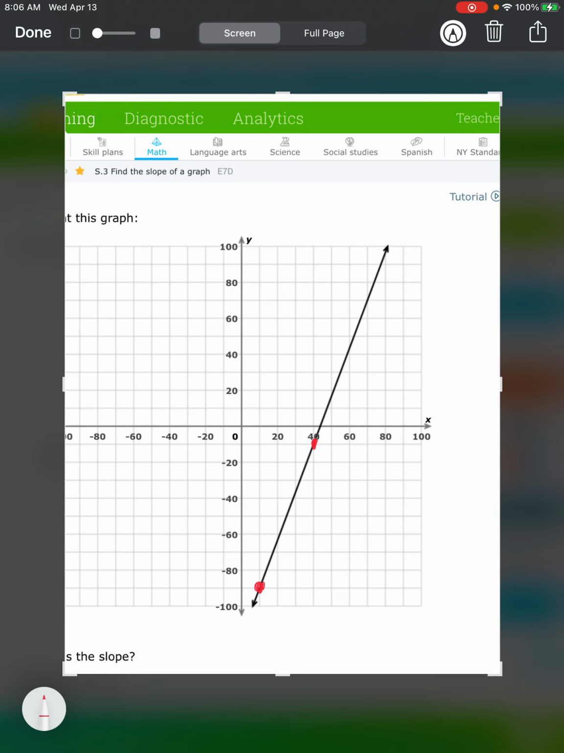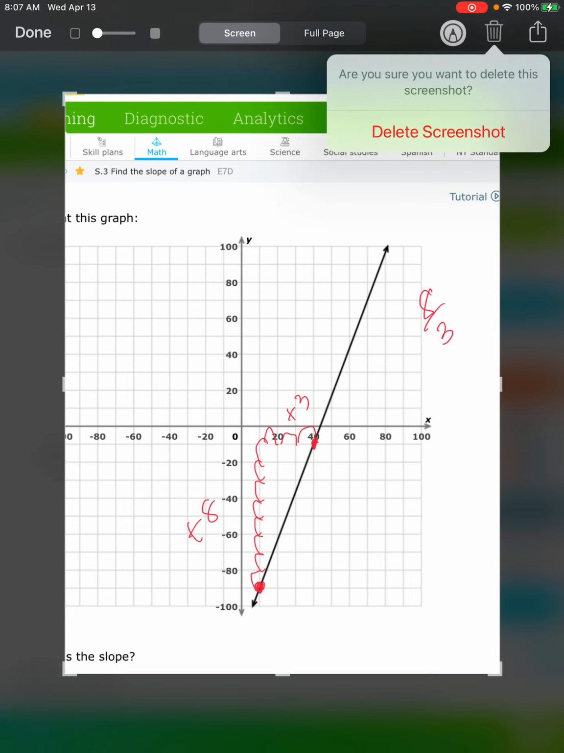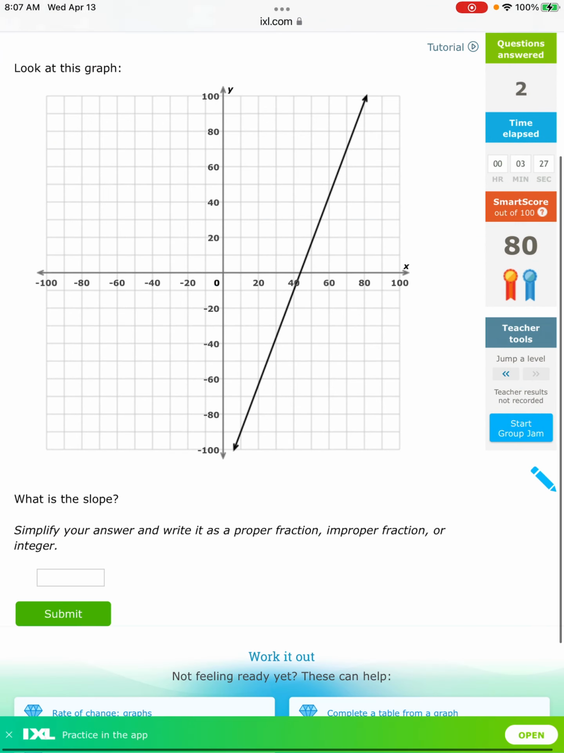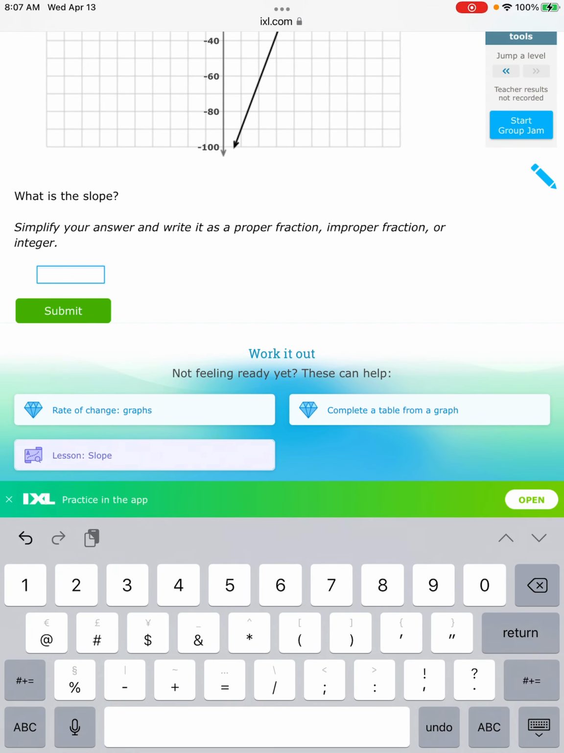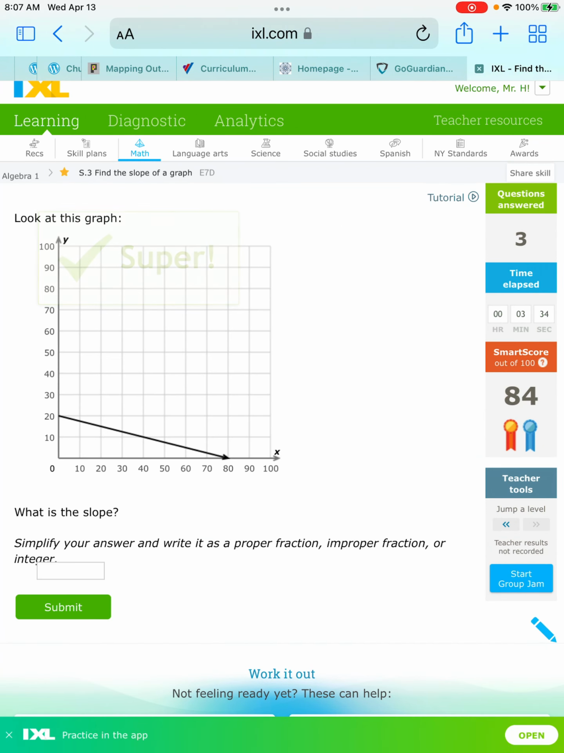So basically, once you get the 2 points, you just calculate rise over run. So we got 1, 2, 3, 4, 5, 6, 7, 8. So I'm rising 8, and I'm running 1, 2, 3. And that's going to be a positive 3. So it's 8 over 3 is my slope. So if I go back and I enter 8 over 3, 8 divided by 3, it tells me you're super. All right, that's it. Oh, one more.